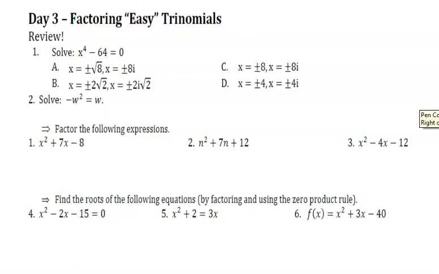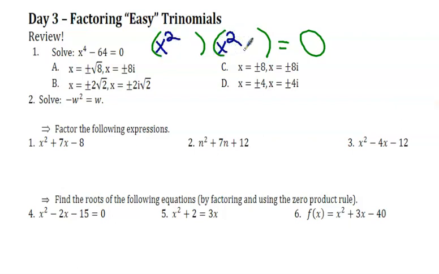Okay, so first let's talk about how we could solve this: x to the 4th minus 64. Could I take this apart and factor it? So x to the 4th, how do I get x to the 4th? That's x squared times x squared, because 2 plus 2 is 4. And then negative 64, well, that means I'd have a positive 8 and a negative 8 to get that negative 64.